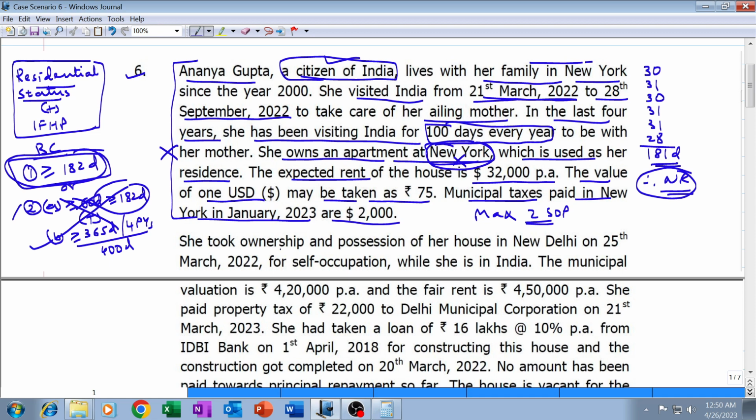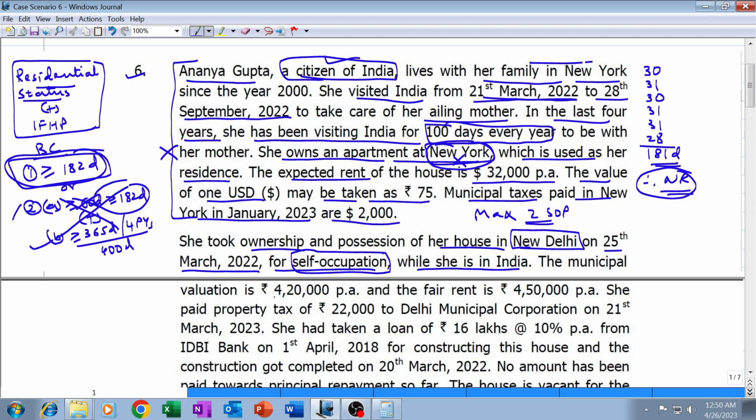Second para, now she took ownership and possession of her house in New Delhi. This is the second house in New Delhi, but first house in India. She took possession on 25th March 22. That means last year 21-22. So in the current year she is in occupation of this house for the whole year. This is for self occupation. Underline this. This is definitely self occupied property while she is in India. This is used for self occupation while she is in India.